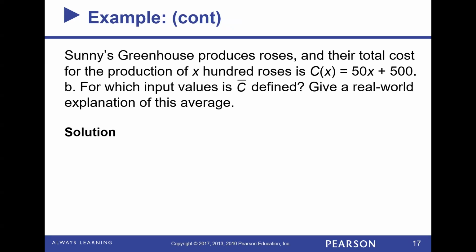Now, for this problem, we just defined what the average cost was. My average cost function is basically the cost function all divided by x. We've created this new function, but now we have to talk about its domain. For what input values is this actually defined? And we want to give a real world explanation of why we have this answer. So remind yourself, the first thing I talked about in our domain issues was, does x fall in the bottom of a fraction?